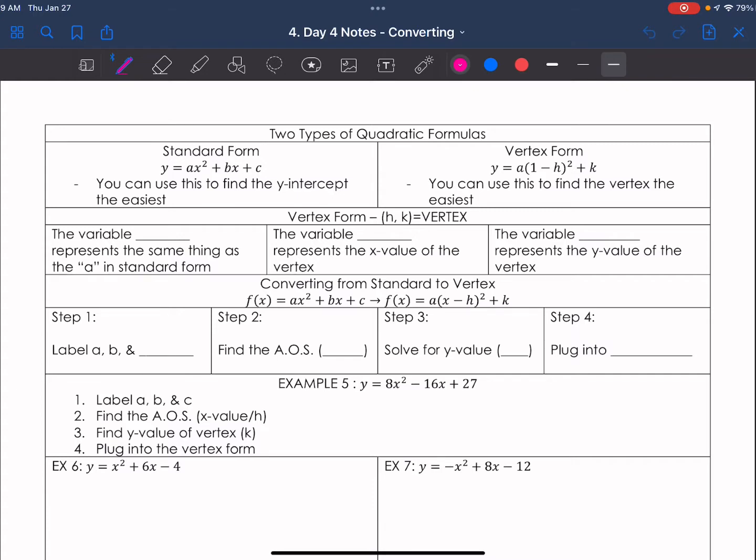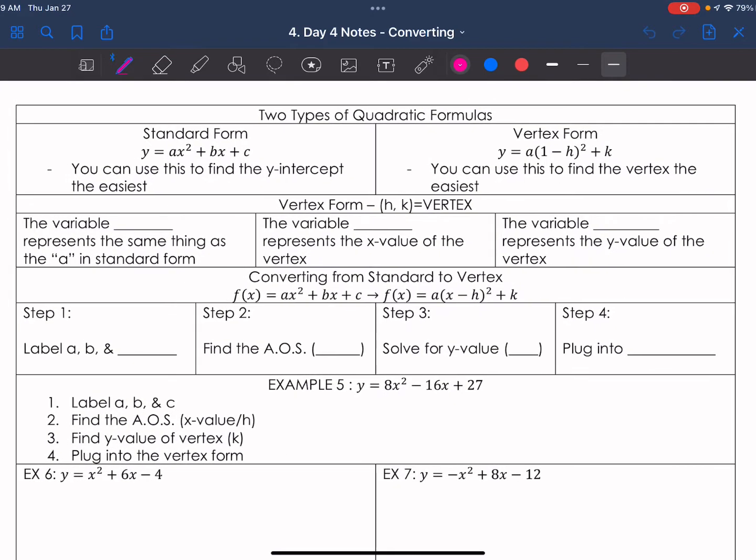So at the top of your sheet, you see there are two types of quadratic formulas that we already have. We have standard form, which is ax squared plus bx plus c. And then there's vertex form, which is y equals a times (x minus h) squared plus k. Standard form is used to find the y-intercept the easiest, and vertex form is used to find the vertex very quickly.